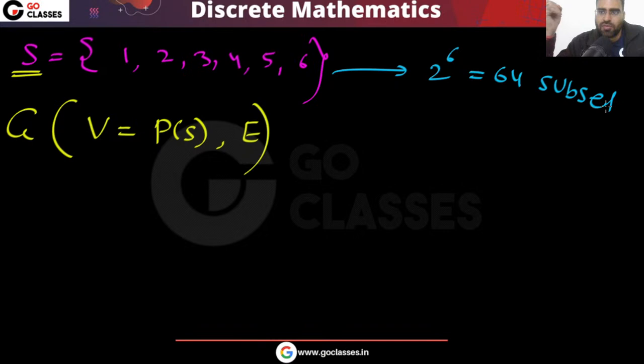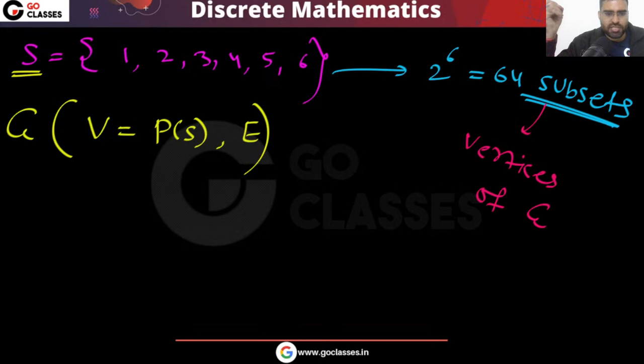These are the vertices of G. We make them vertices of G. Okay, and what this question is saying is that if you have 2 vertices, for example, I can say S1, S2, these are, let's assume, subsets of S.